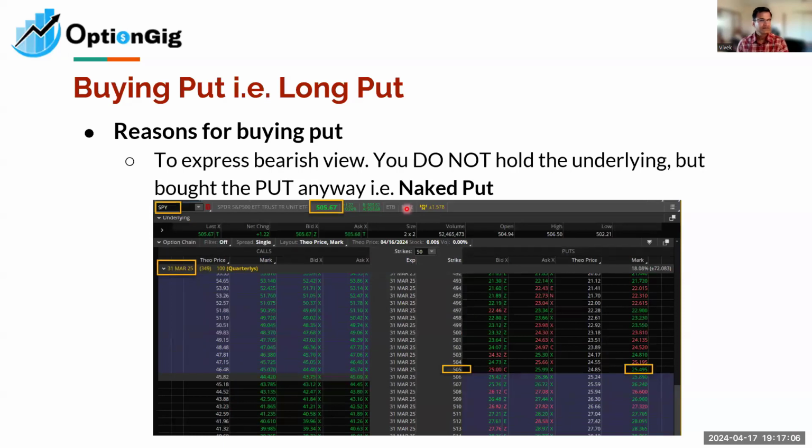Now, this one is a similar example of Google. I don't hold any SPY, but I'm bearish on it. So I'm going to go and buy a put. So this is called a naked put because I don't have any stock to go along with it. So it is naked or uncovered because there is no stock behind it.